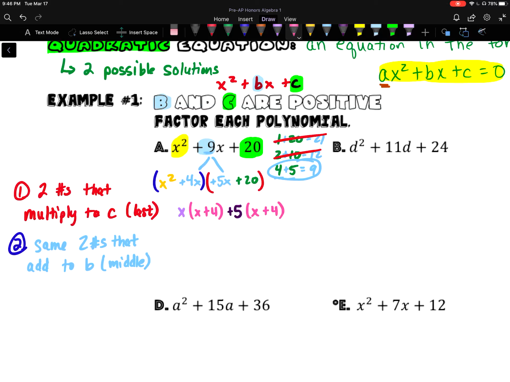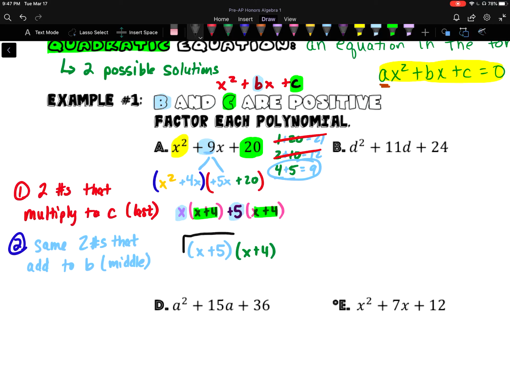Now, if you don't get the same exact thing in both sets of parentheses, you've done something incorrect. So you want to go back and check your work. Now I take my two numbers on the outside, which are x and 5, and I write them in their own set of parentheses, x plus 5. Then I take my numbers on the inside, which is x plus 4, and that gets its own set of parentheses.